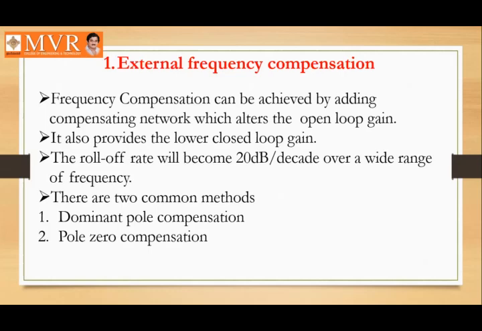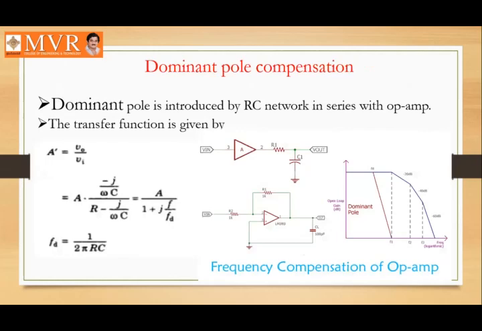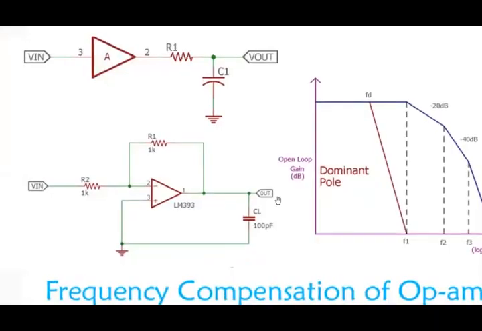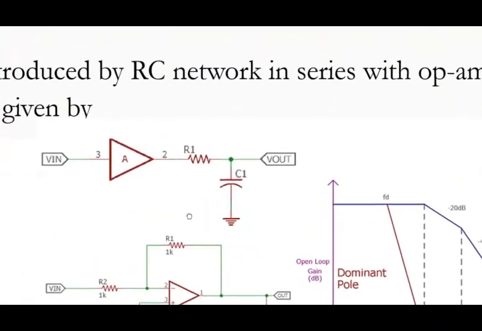In this external frequency compensation, there are two types of compensating techniques. One is dominant pole compensation, and another one is pole zero compensation. So what is dominant pole compensation, and what is pole zero compensation? Coming to the dominant pole compensation, we observe here. This is the dominant pole compensation.